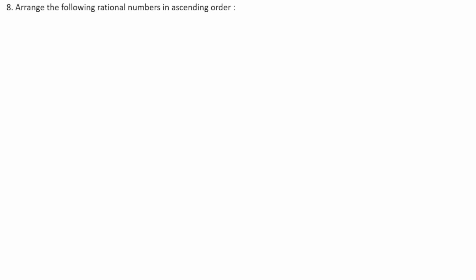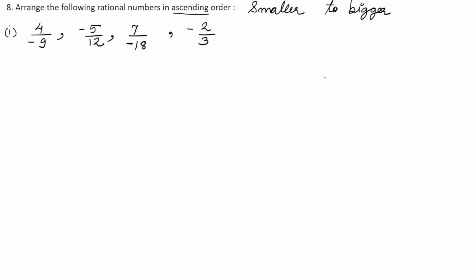In question number 8, there are rational numbers given and we need to arrange them in ascending order. So ascending order means what? From smaller number to bigger number. So take the first. So these are the numbers which we need to bring in ascending order.